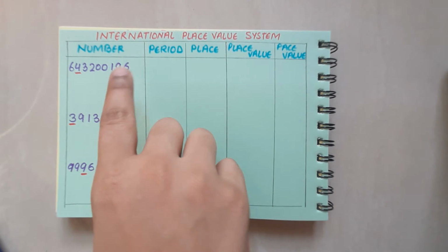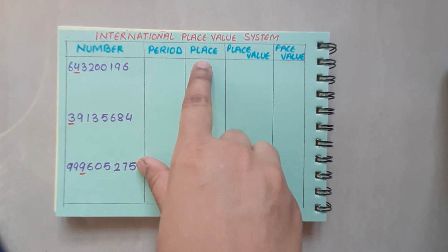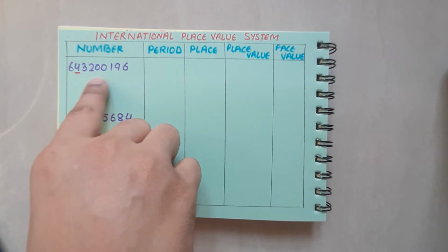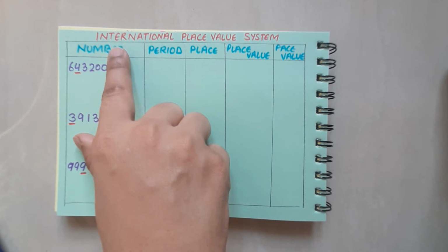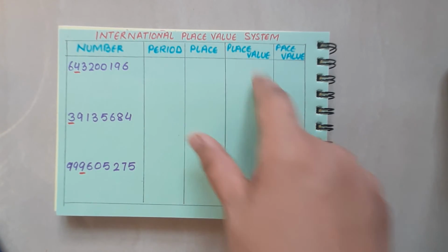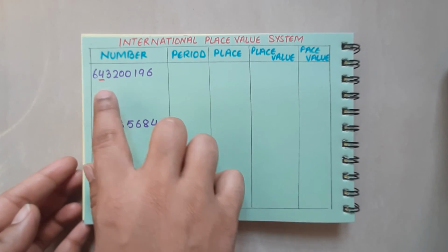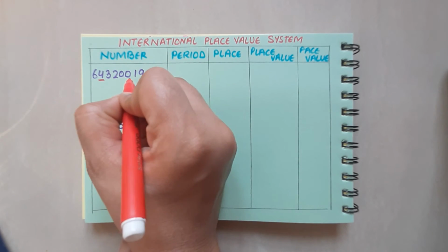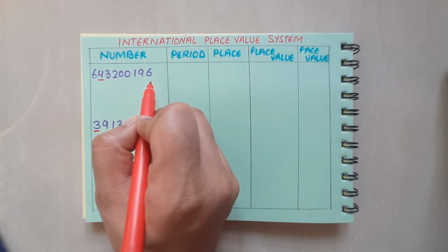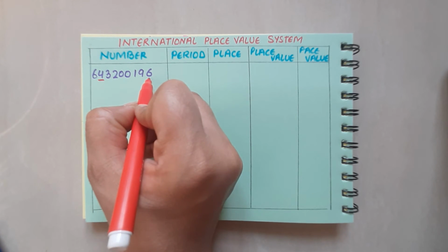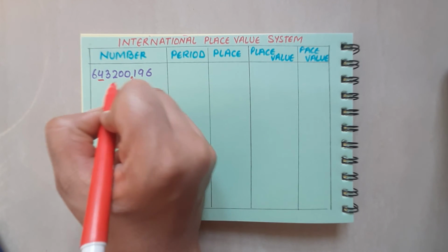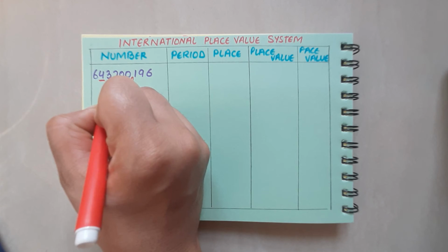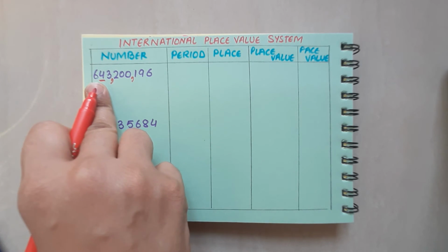Let's talk about this table: period, place value and face value of the underlined digits. And this we are going to write according to the international place value system. Over here, this is the large number. But what is the first thing that we do? Absolutely, we mark the periods. Now since this is the international place value system, ones period, thousands period, and this is millions period, right?